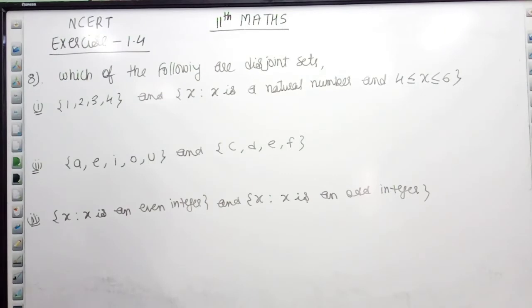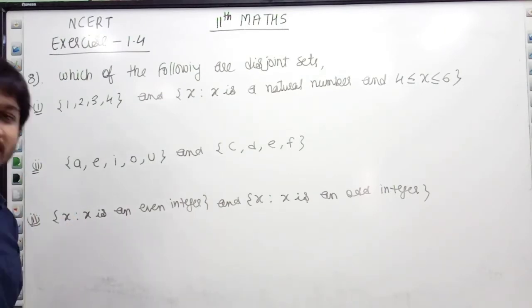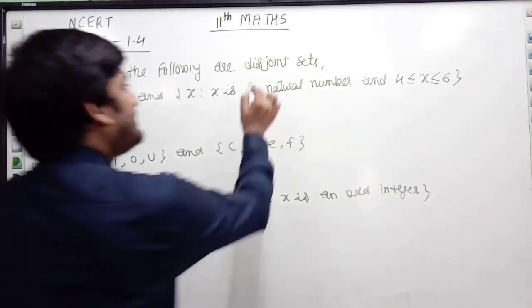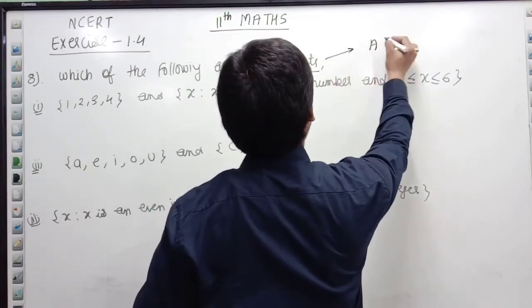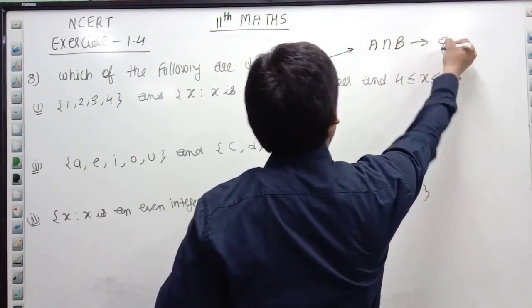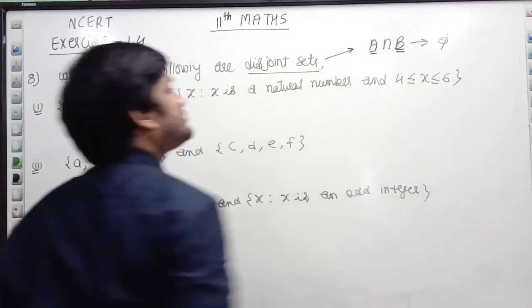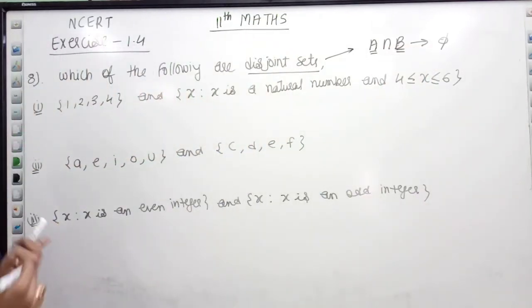Question number 8. Which of the following are disjoint sets? Disjoint sets का simple सा meaning क्या होता है? सबसे पहले intersection is phi. If the intersection of two sets is phi, then these two sets are disjoint sets. So we will find the intersection.